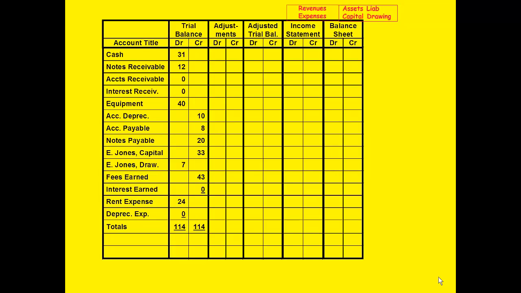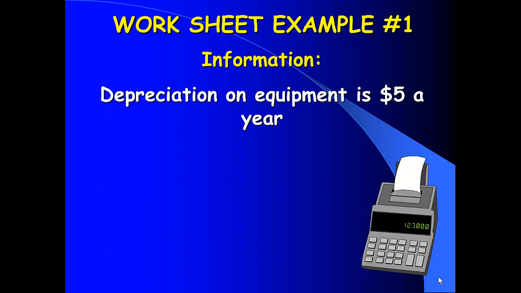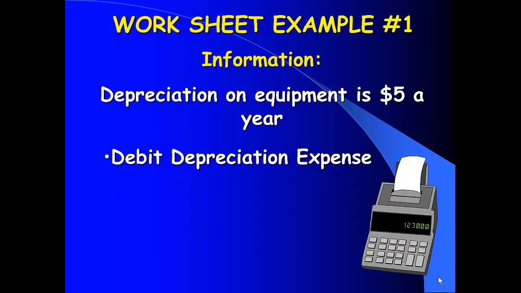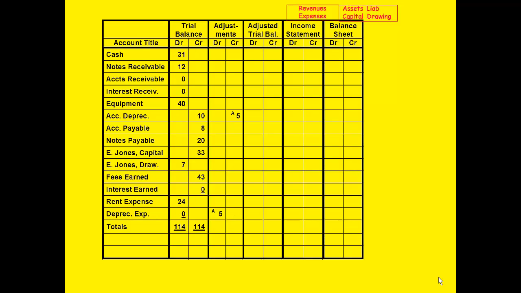Now, I have already filled in the trial balance column and I have identified everything as a debit or credit. Let's move on next to make my adjusting entries. The first adjusting entry says that my depreciation on my equipment is $5 a year. Well, we know that the adjusting entry to record depreciation would be a debit to depreciation expense and a credit to accumulated depreciation. So before we put that in the journal, we're simply going to record that on my worksheet in the adjustments column. Notice I put a letter A beside the credit to the accumulated depreciation, and I put also the letter A beside the debit to depreciation expense.